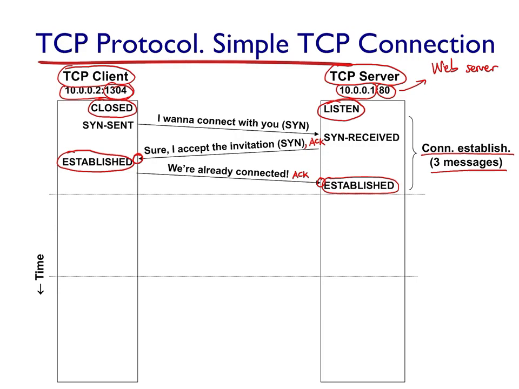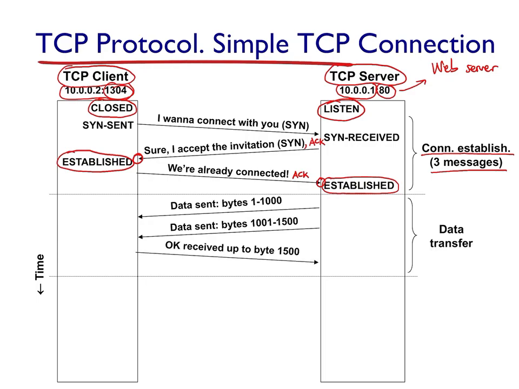Okay. After the connection, we can send data. Imagine that the server sends 1000 bytes, another segment with 500 bytes, and the client says, okay, I have received up to byte 1500. This is a normal ACK. Okay, different number of segments, different sizes. Right, we are in the data transfer.